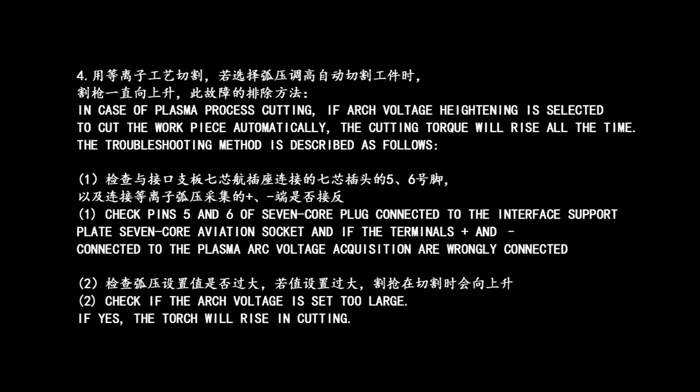2. Check if the arc voltage value is set too large. If yes, the torch will rise in cutting.